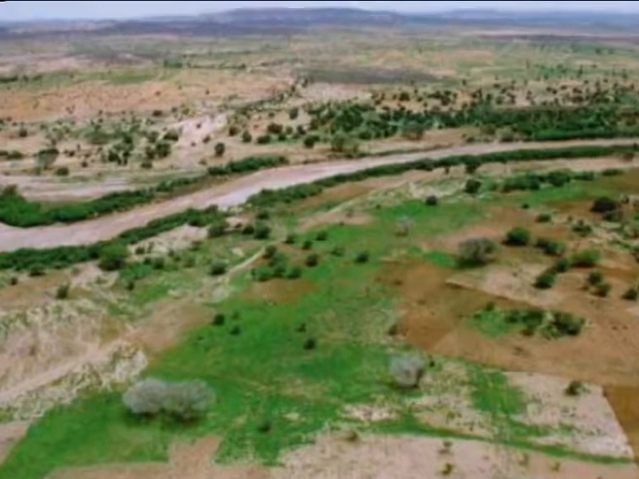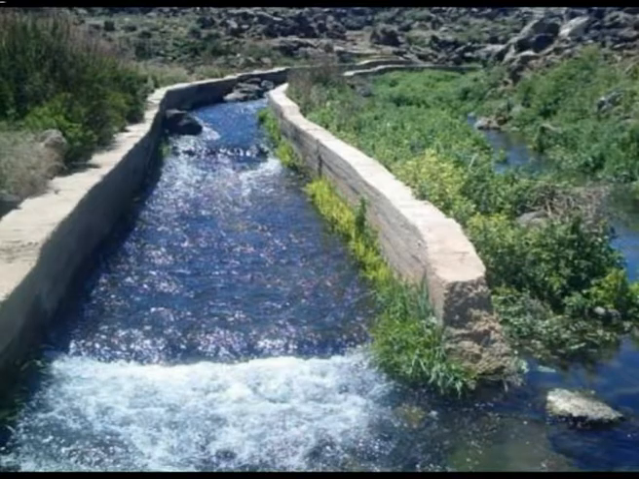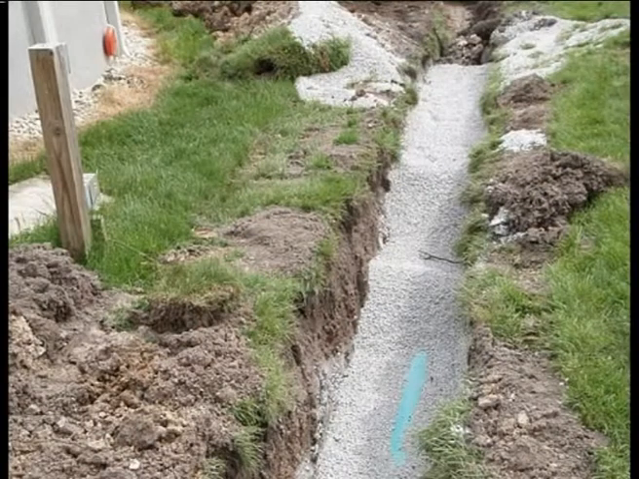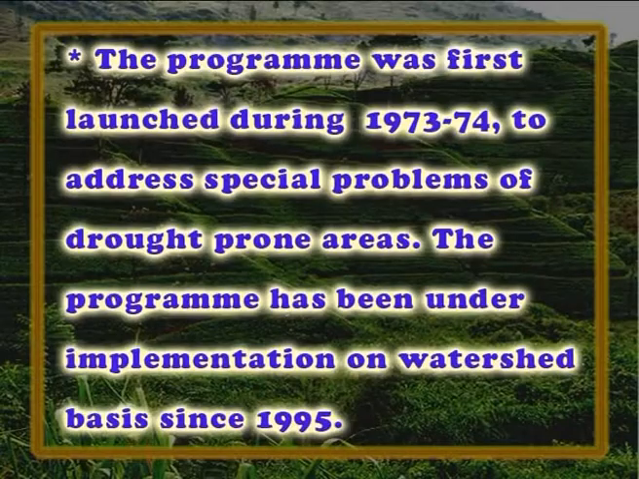The Drought Prone Area Program concentrated on non-arable lands. Drainage lines for in situ soil and moisture conservation, agroforestry, pasture development, horticulture and alternate land use were its main components. The program was first launched during 1973-74 to address special problems of drought prone areas. The program has been under implementation on a watershed basis since 1995. The allocation for the program is shared in the ratio of 75:25 between the center and the state.